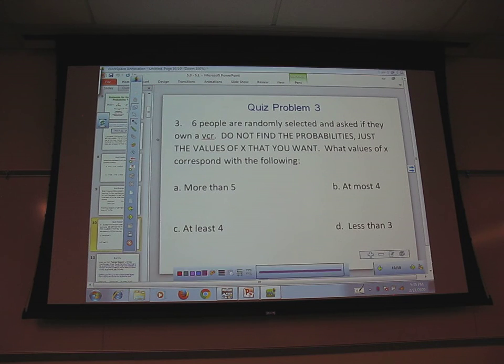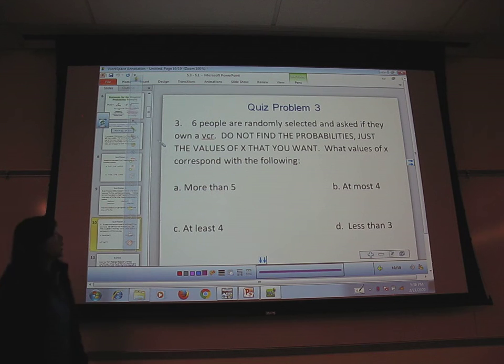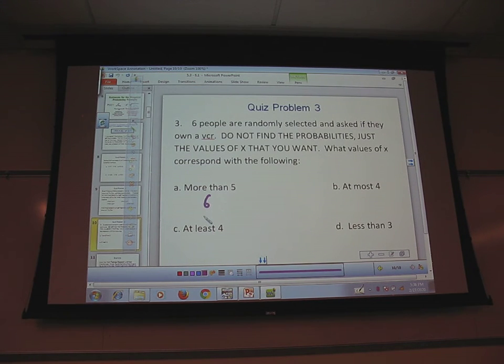All right, quiz problem 3. We're not trying to find the probabilities. I just want you to tell me, there are 6 people who are being randomly selected. What's the probability that more than 5 of them walk to school? So how many is more than 5 of them? Just 6. 5 is not more than 5. So only 6. Is everybody okay with that part? It would be x equals 6. Yeah, I would want x is 6 to be one of them. So I want x is 6.